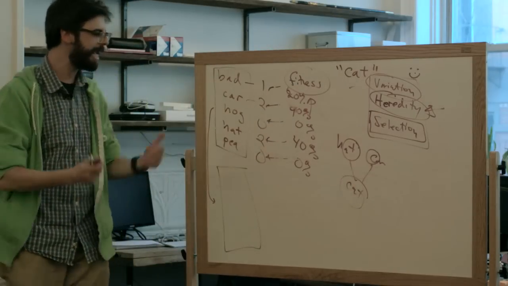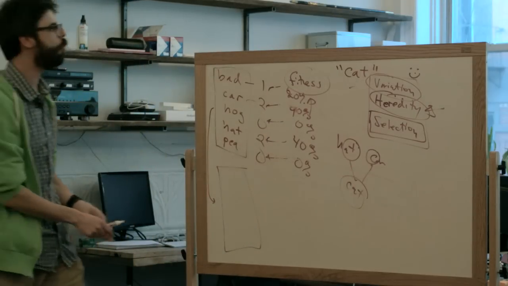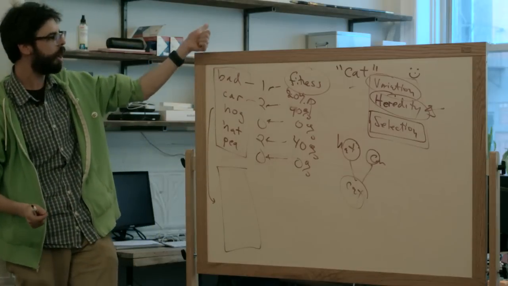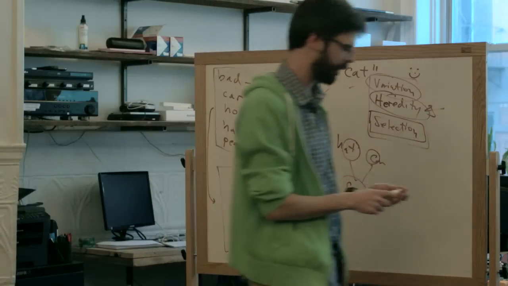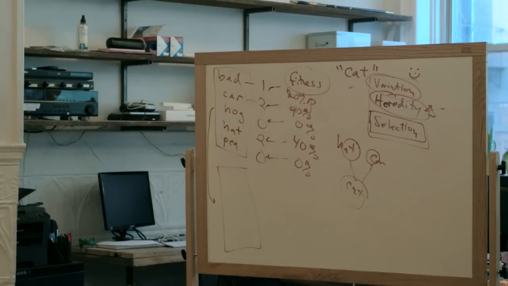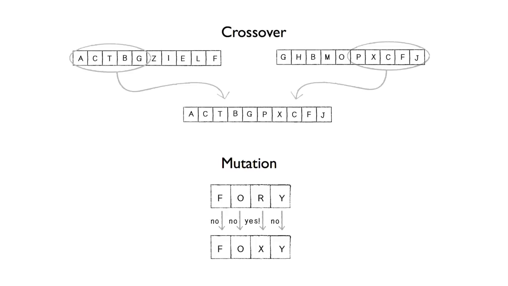But again, we're not taking a top-down approach here. What we're doing is two things. One is called crossover, and one is called mutation. And I think one of these diagrams just demonstrates this idea of crossover.